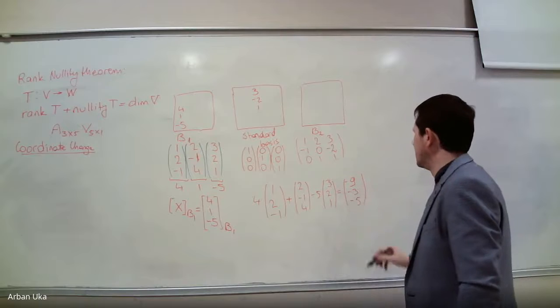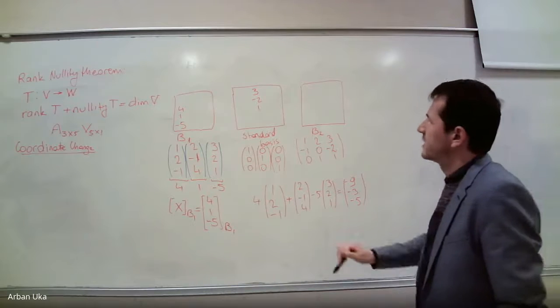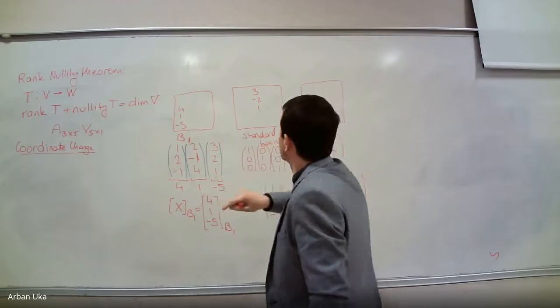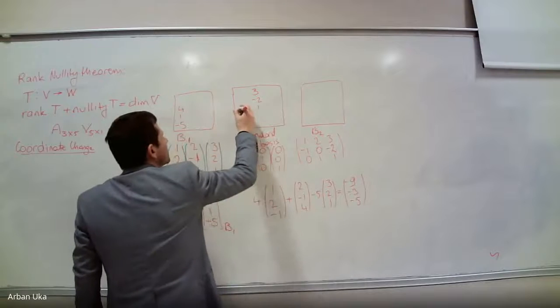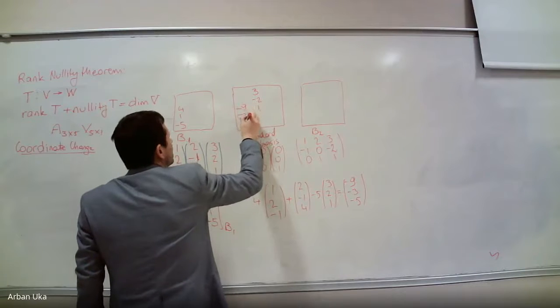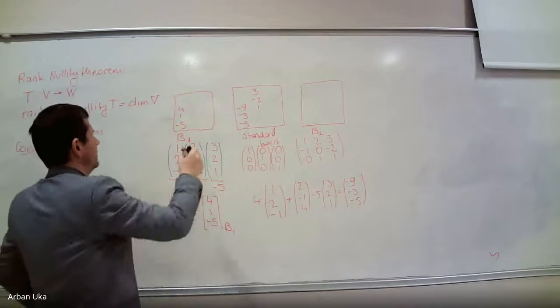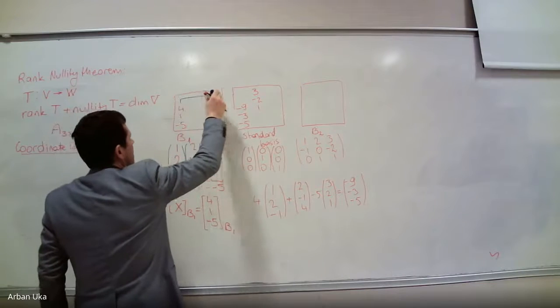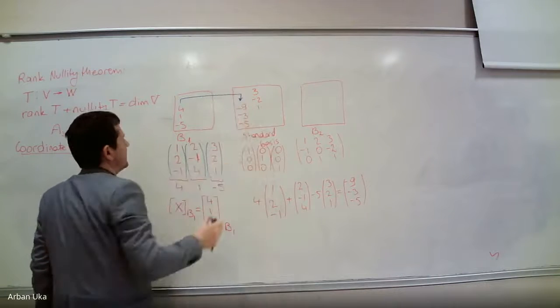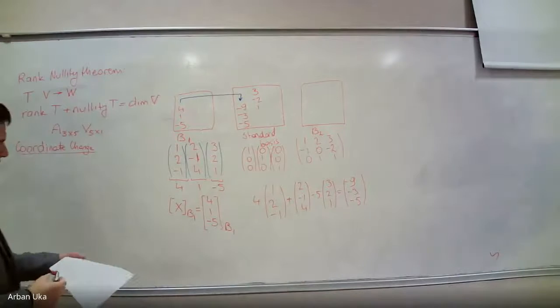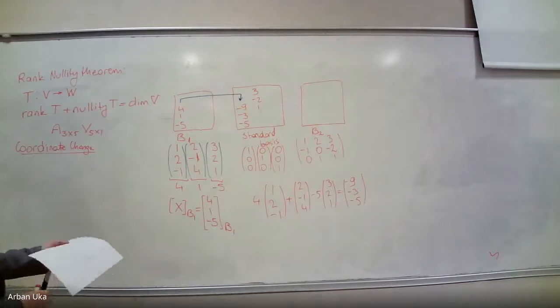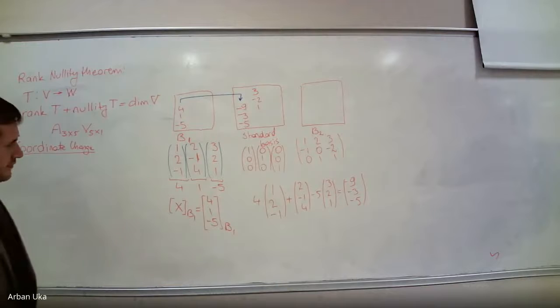Okay, here we are. So what is this vector in the standard basis? It's -9, -3, -5. So this vector in the standard basis, this is how it is going to look like, okay? But how did we do this?